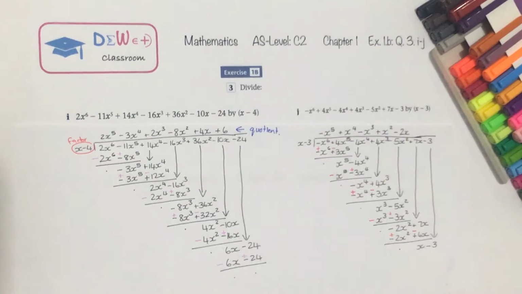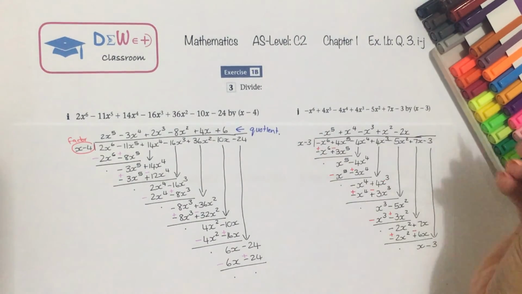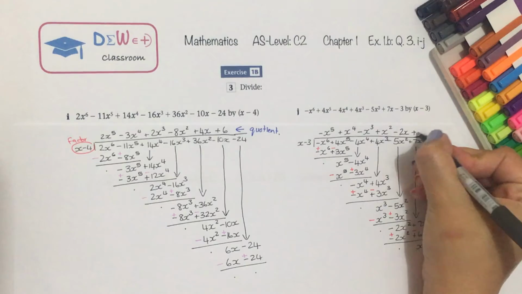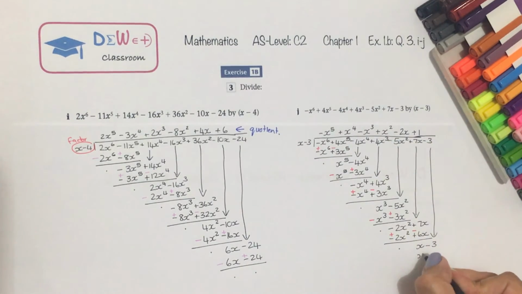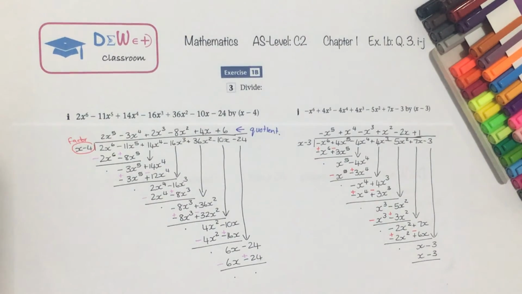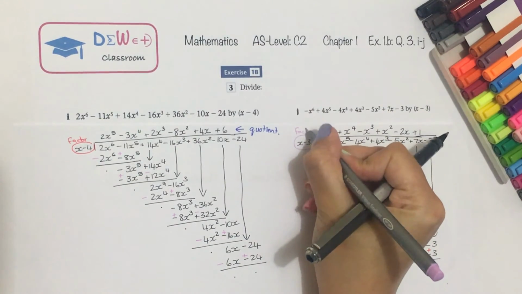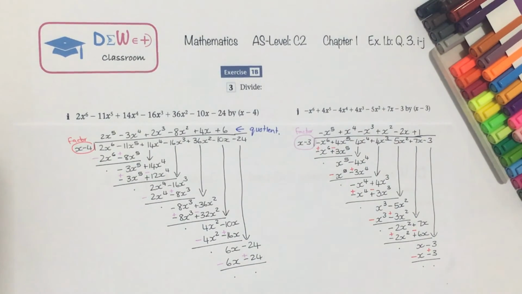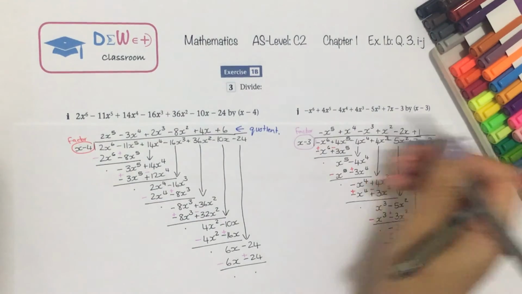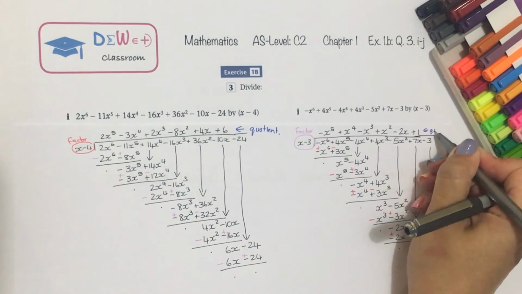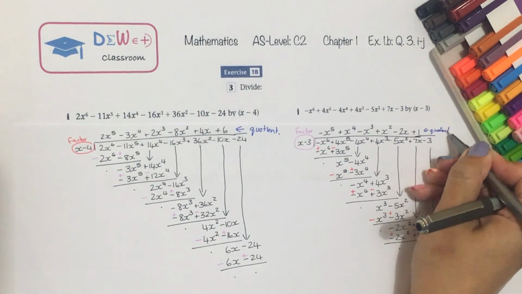And we do the last division. X divided by x is 1. 1 times x is x. 1 times negative 3 is negative 3. We subtract by changing the signs, and we're left with a 0 and a 0 at the end. So x minus 3 is indeed a factor of the polynomial, and this whole polynomial at the top is called the quotient or your answer.